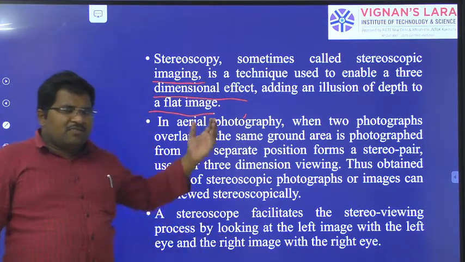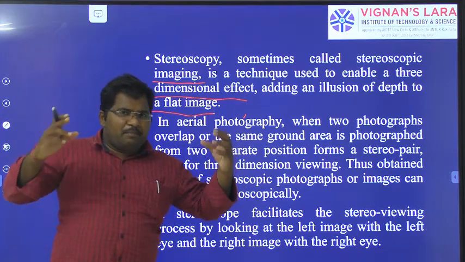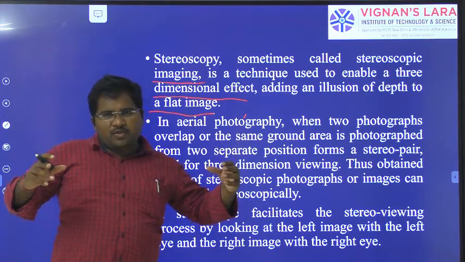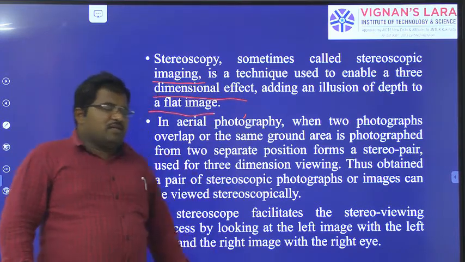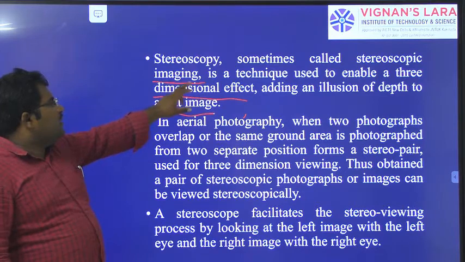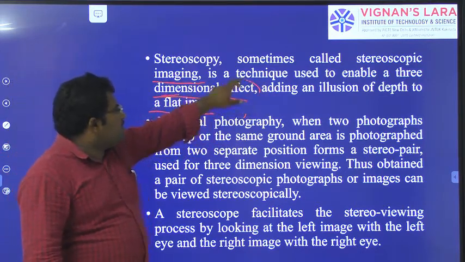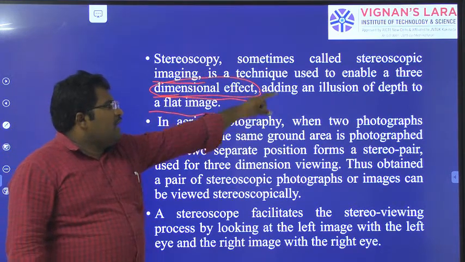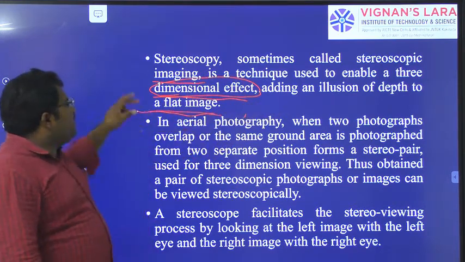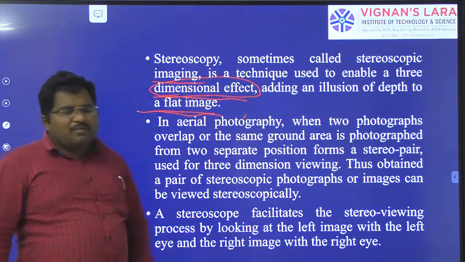Same thing in the case of aerial photogrammetry. Two photographs will be taken over the same place. By interpreting those two photos, we estimate the height of the object. So it is a technique used to enable a three-dimensional effect, adding an illusion of depth to the flat image. If you take a flat image, we can say the height and depth of that particular object.